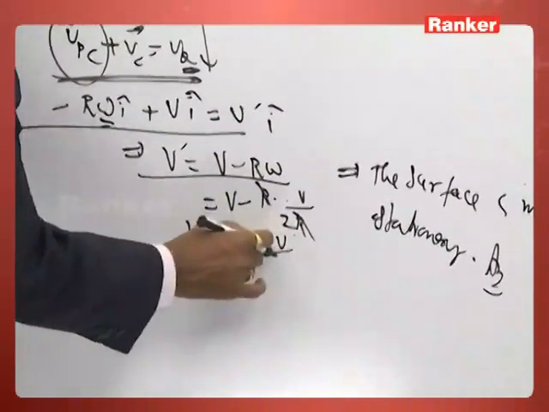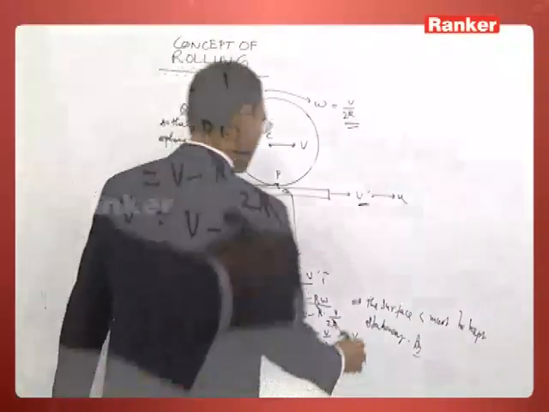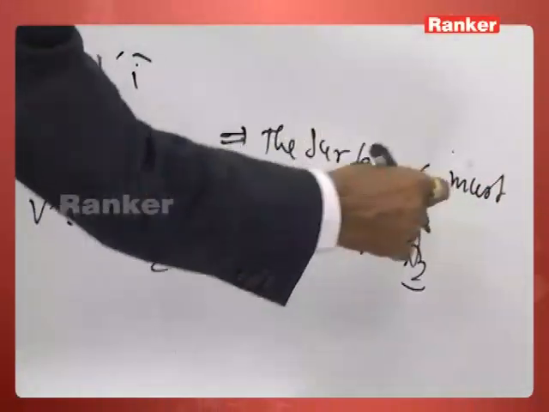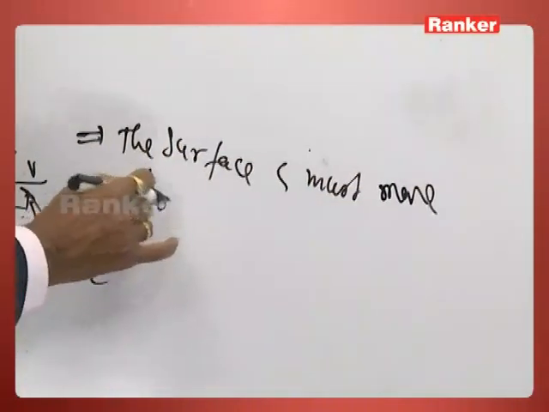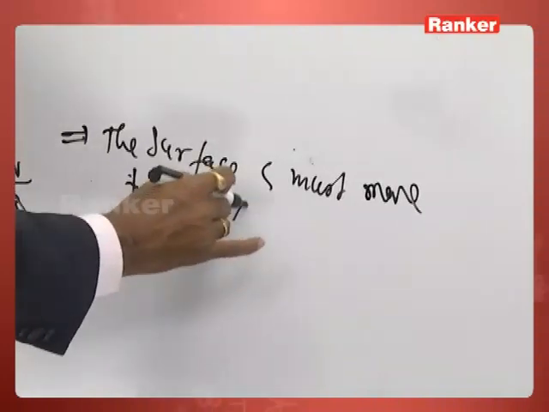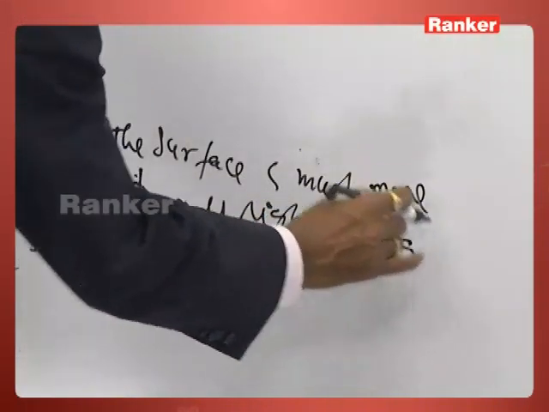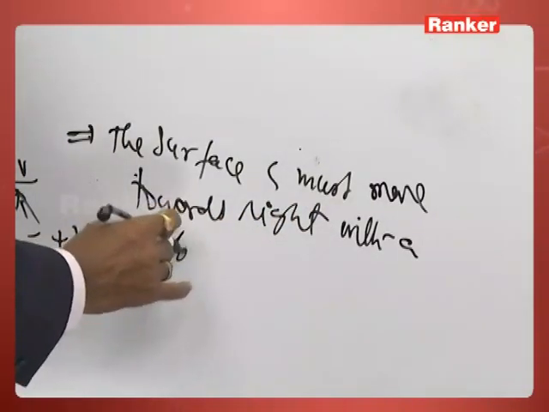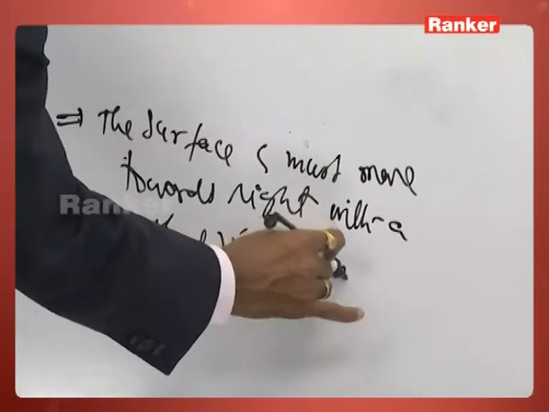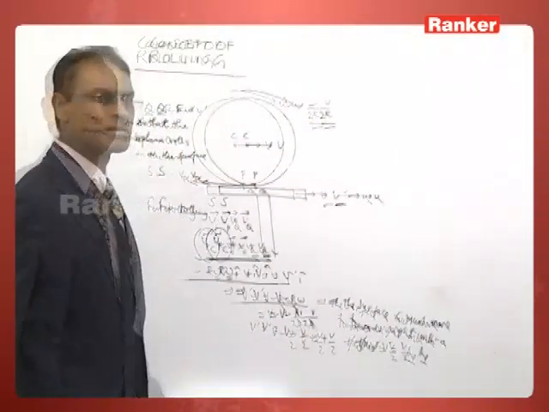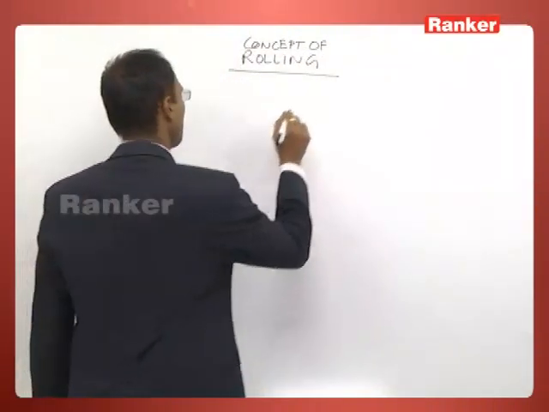V minus V by 2 is equal to plus V by 2, and the positive sign signifies that the surface S must move towards right with the speed V dash is equal to V by 2. This is the idea. Well, let us take another problem.